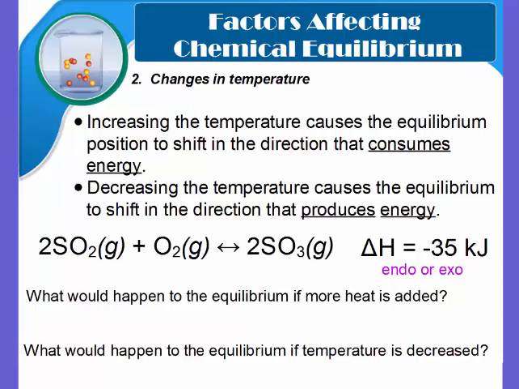So given the equation and a delta H, remember from our last unit that delta H is the heat of reaction or enthalpy, we first have to figure out, is energy a reactant or a product? Negative 35 kilojoules, you should recall, is an exothermic reaction. If it's exothermic, make sure that you're putting energy as a product.